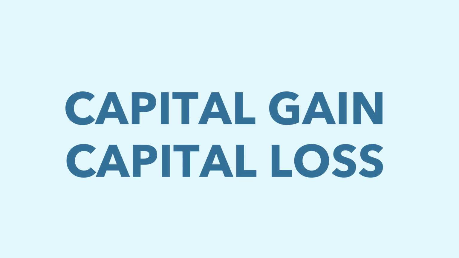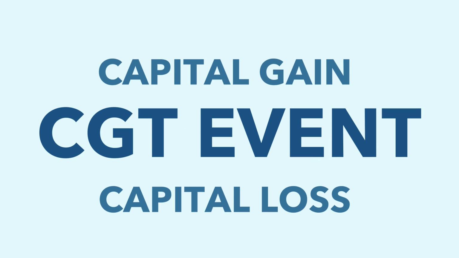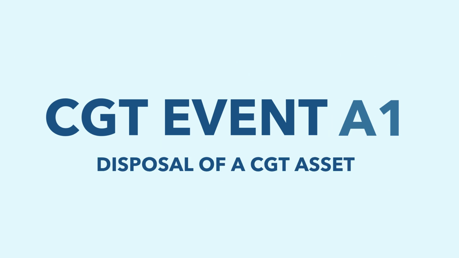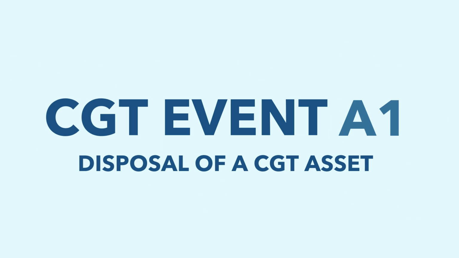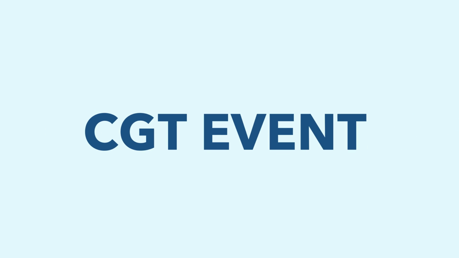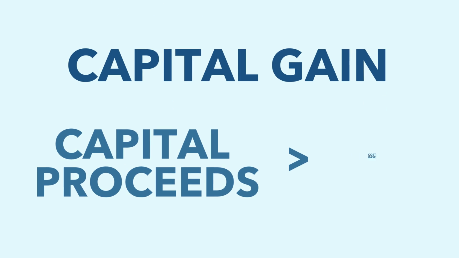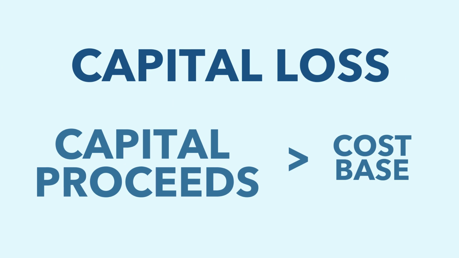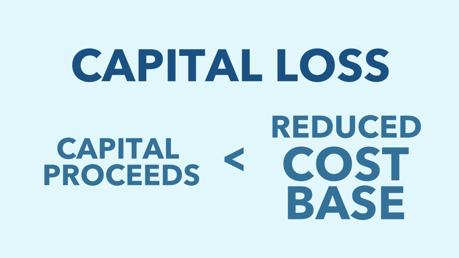To recap, you cannot have a capital gain or a capital loss unless you have a CGT event. The most common CGT event is Event A1, disposal of a CGT asset. For Event A1 and most other CGT events, you will make a capital gain if the capital proceeds are greater than your cost base, and make a capital loss if the capital proceeds are less than your reduced cost base.